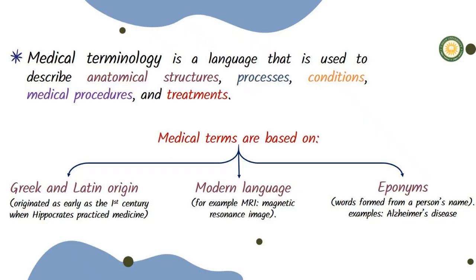Medical terms are based on either Greek or Latin origin, as early as the 1st century when Hippocrates practiced medicine. And we have also the modern language, the new language, English, like MRI, which is magnetic resonance image, combined with the Latin. And we have the eponyms, words formed from person names. Someone discovers something and names it after himself, like Alzheimer disease.